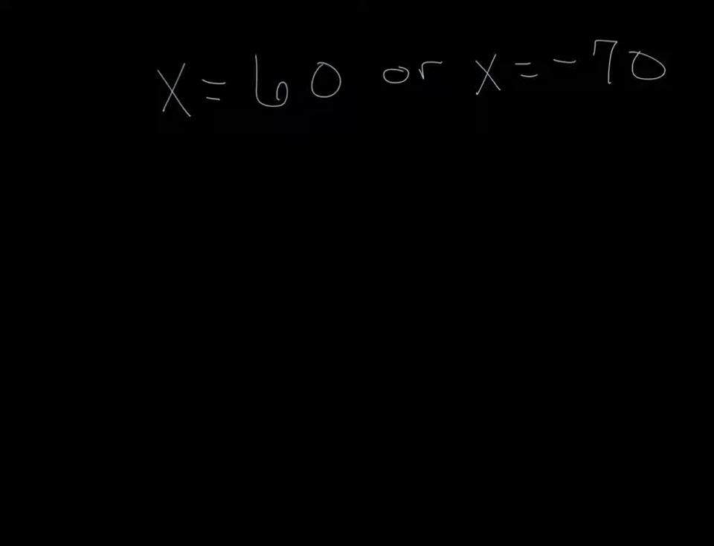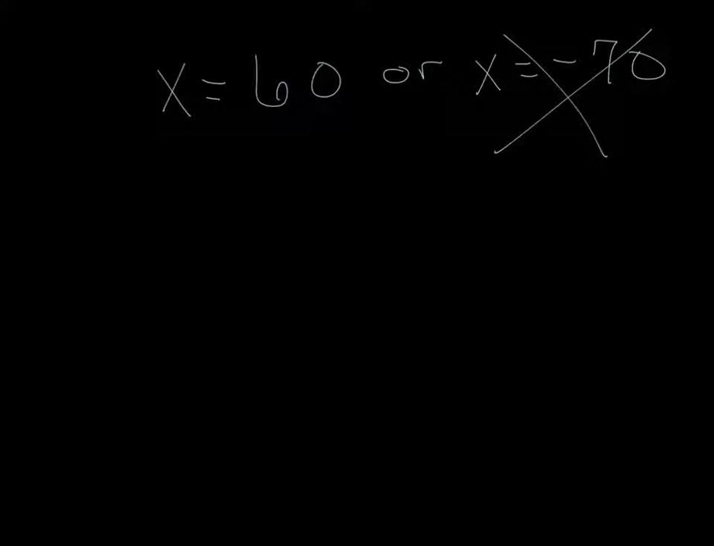In looking at our two solutions, we can see that obviously we're not going to have a pool that is negative 70 in a width. So in this case, since it's a real-world situation, we kind of ignore this. It is a solution, but it's not one that we can use.